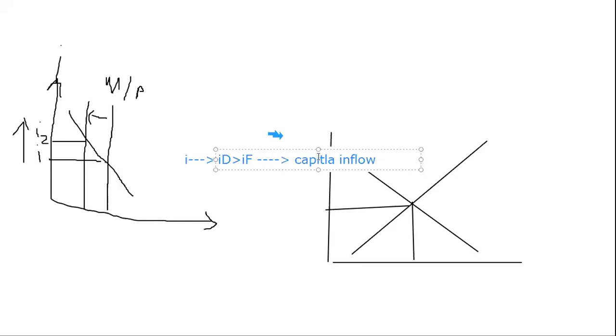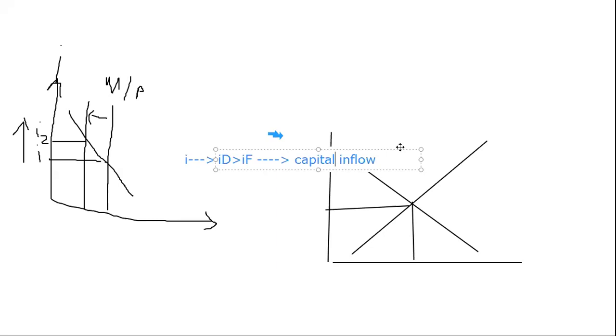When there is a higher interest rate in the domestic economy, there should be a capital inflow. Investors from other countries will invest here, because by investing in Sri Lanka, they can earn a higher return compared to the foreign interest rate. Now we are having a higher interest rate domestically, so we are expecting a capital inflow.